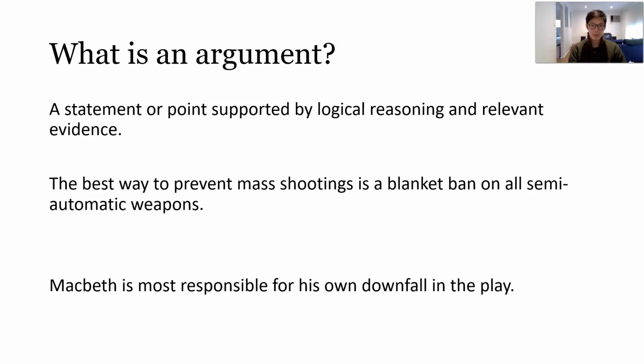Well, we can see two examples here. First one, the best way to prevent mass shootings is a blanket ban on all semi-automatic weapons. A pretty relevant issue still in our world today. And Macbeth is most responsible for his own downfall in the play. A point or a statement that's relevant in the play Macbeth by Shakespeare. Now, both of these are statements or points, but they're not an argument, because they're not supported by logical reasoning and relevant evidence. You really need to answer the question in order to begin to make it an argument.